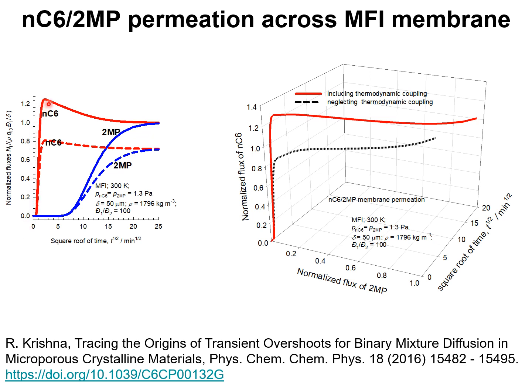If thermodynamic coupling effects are duly accounted for, we observe a transient overshoot in the flux of normal hexane. And this is in accordance with the experimental data of Matsufuji. If thermodynamic coupling effects are ignored, no such overshoot is observed. The same set of data is plotted in 3D space in this right figure. Details again in my 2016 publication.